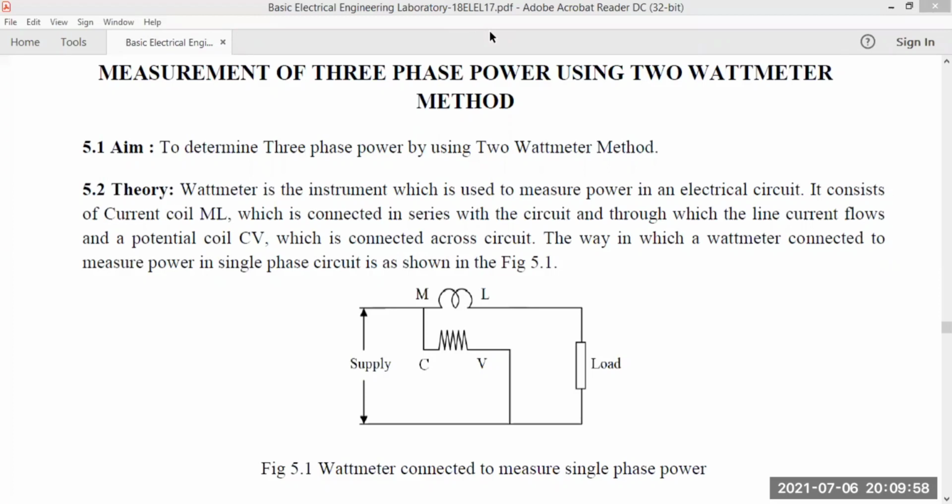Measurement of three-phase power using the two wattmeter method. The aim of this experiment is to determine three-phase power by using the two wattmeter method.